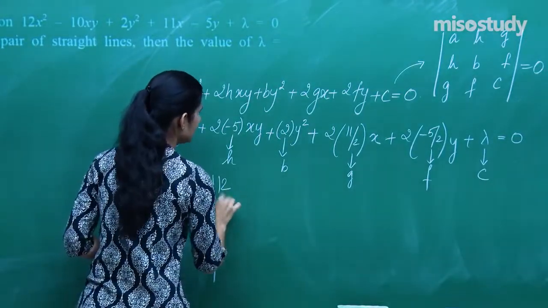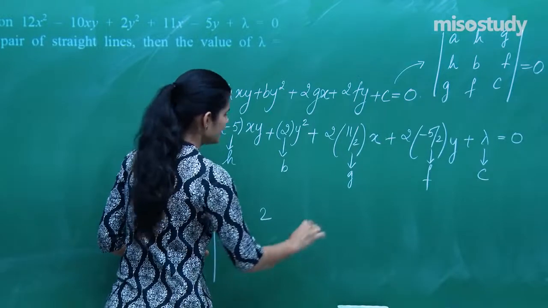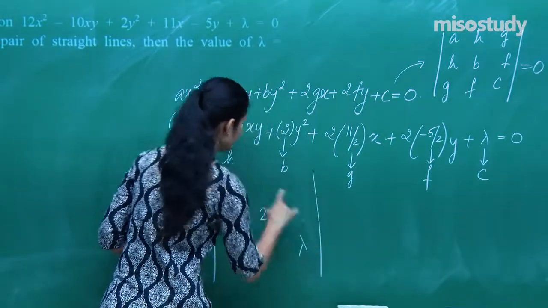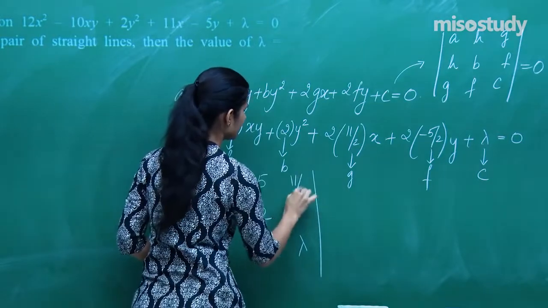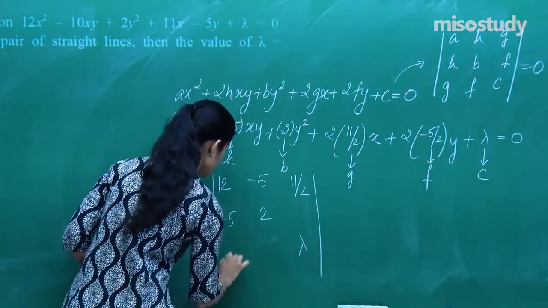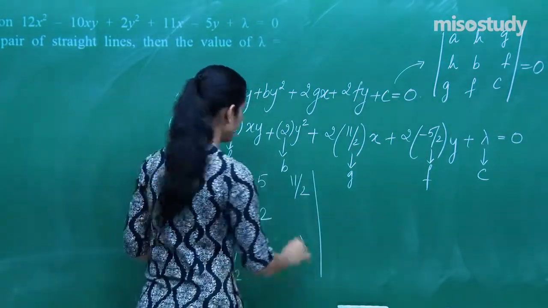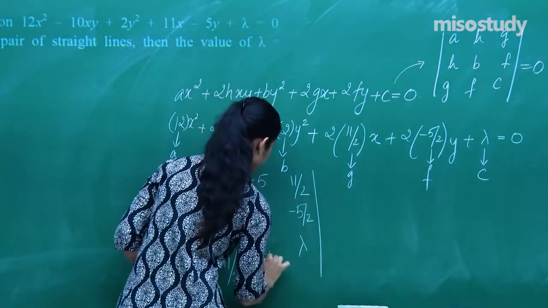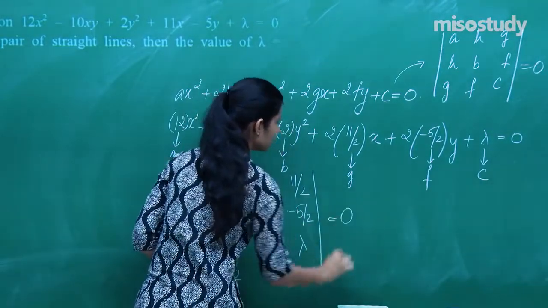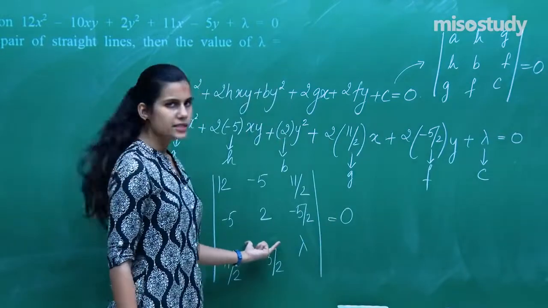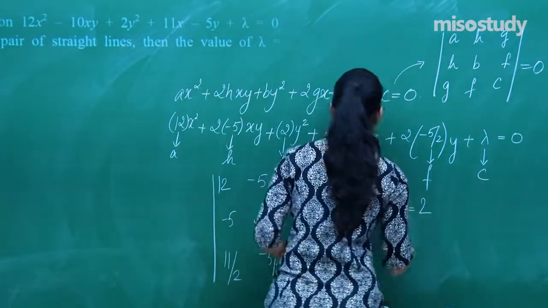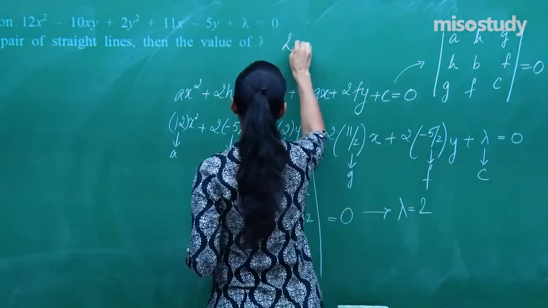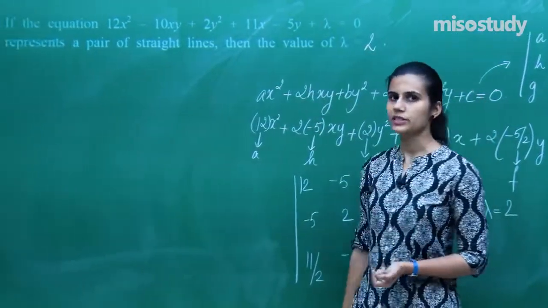A, B, C, H over here, G over here. G is what? Again minus 5, 11 by 2. And F over here. When you resolve this determinant, which is a very easy task, you basically get lambda equals 2. So the integer associated to this question is 2.